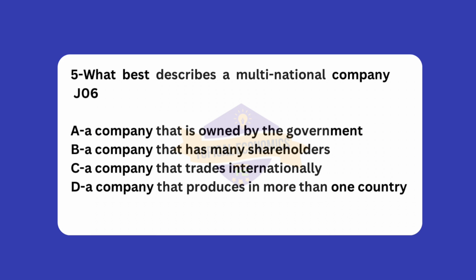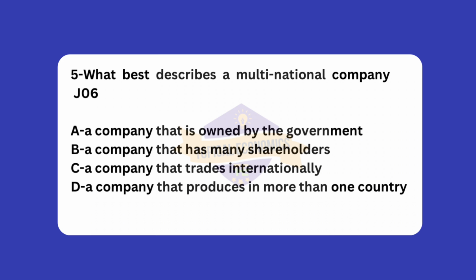Now, first let us look at option A, a company that is owned by government. This describes a state-owned enterprise, not necessarily an MNC. Coming to option B, a company that has many shareholders. Having many shareholders does not define whether a company is multinational, because many companies have diverse ownership structures. Looking at option C, a company that trades internationally. International trading is a feature of many MNCs, but it does not specifically indicate production in multiple countries, which is key to the definition of a multinational company.